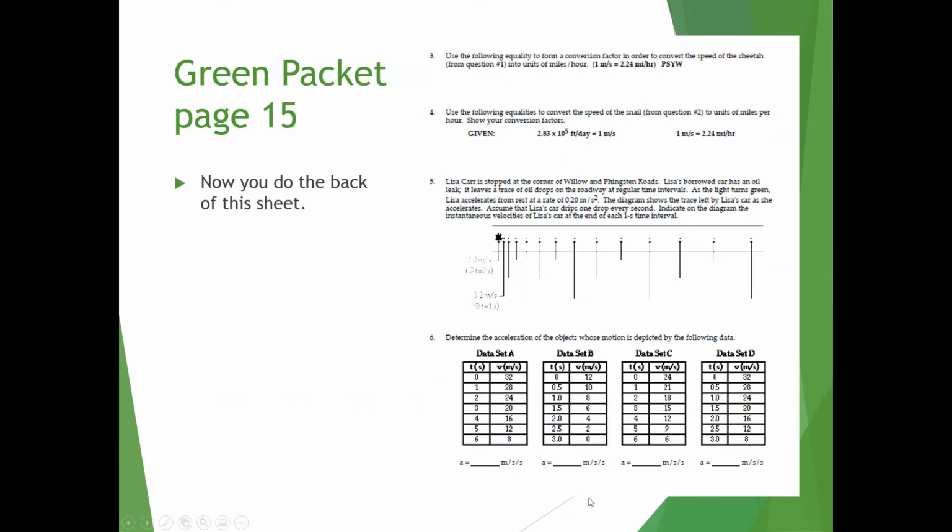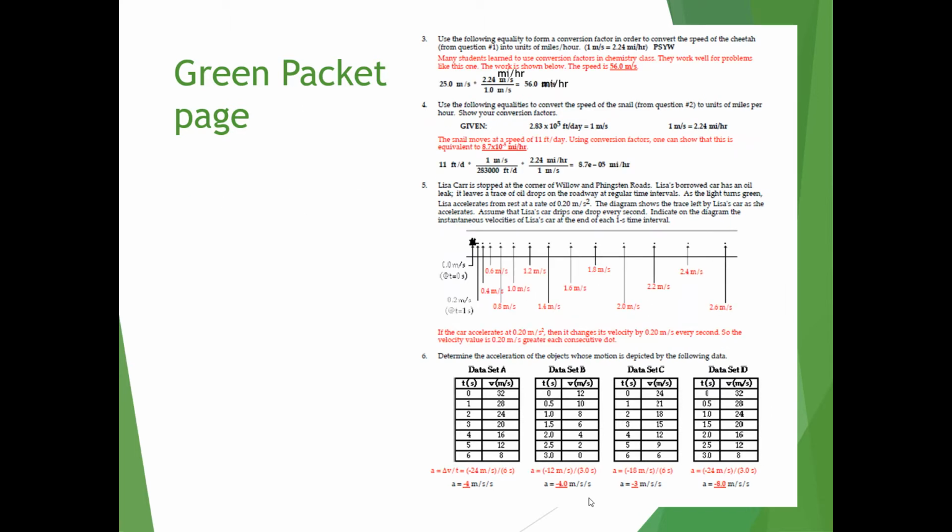So last time I asked you to work on page 15 in your packet, and we're going to go over the answers now. So the first question, number 3: use the following equality to form a conversion factor in order to convert the speed of the cheetah from question number 1 into the units of miles per hour. And they give you the information that 1 meter per second equals 2.24 miles per hour.